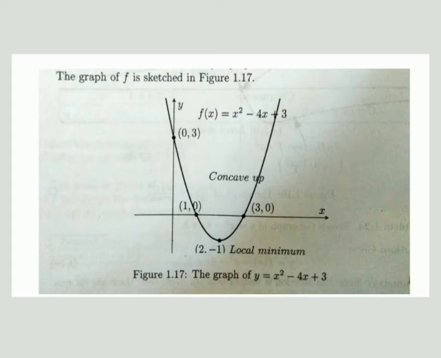See, from minus infinity to 2, this will be decreasing, again from 2 to infinity f is increasing, that's why it is concave up. And at 0 comma 3, 1 comma 0 and 3 comma 0, what are these points? Observe that the x intercepts are 1 comma 0 and 3 comma 0, and the y intercept is 0 comma 3. So next move on to the next problem.